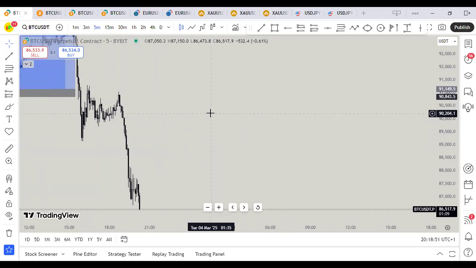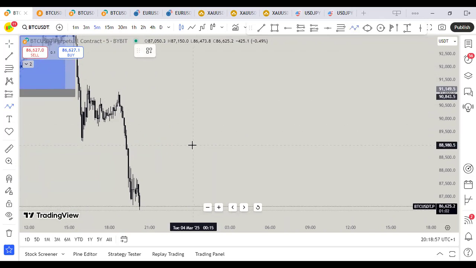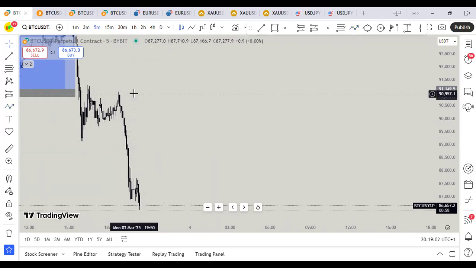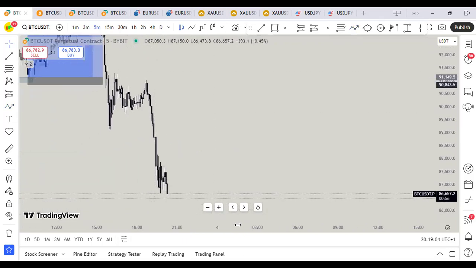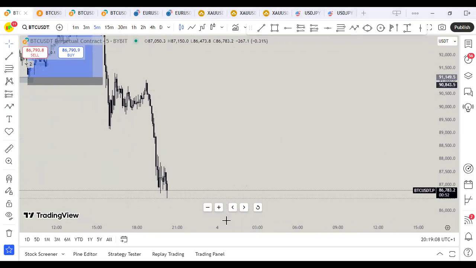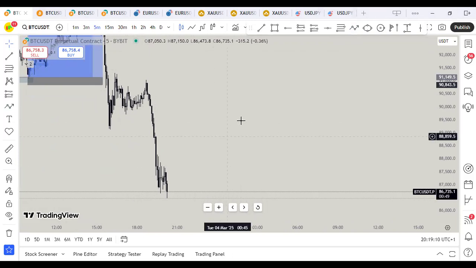Now, the type of market structure liquidity that I like to trade is, but first, does anybody know what I mean by SMC here? Because I'm sure there will be some support and resistance traders here. Yes, boss. Okay.